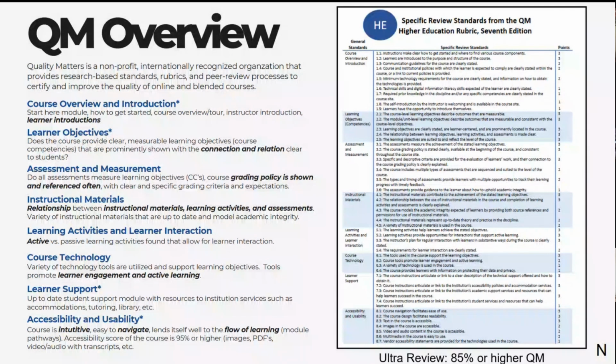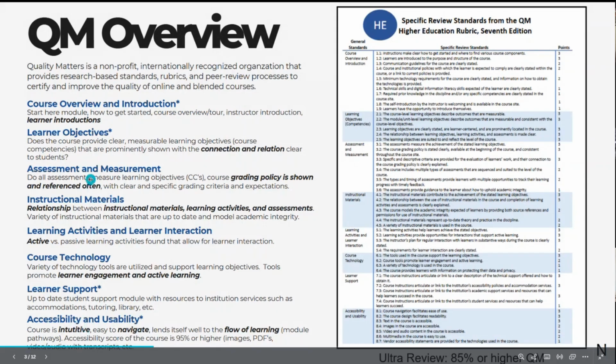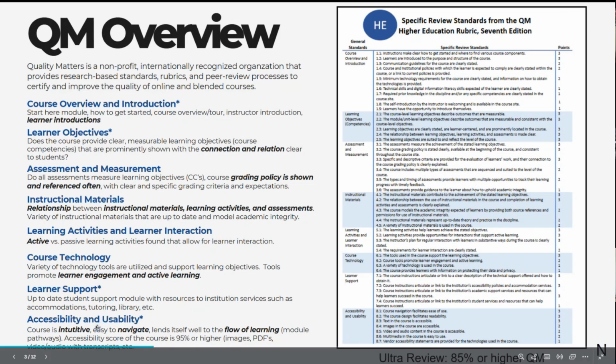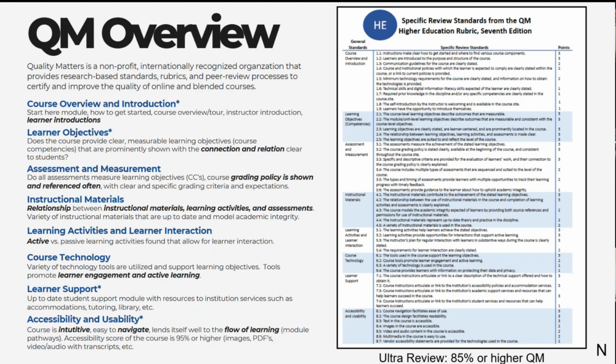The other thing I want to talk about, and we'll see there's assessment and measurement, very important, instructional materials, learning activities, looking at active learning within your online courses and in person, course technology. But the one that's really our focus right now is accessibility. You need to make sure there's no red font in your courses. Our goal as a team for the accessibility report is 95% or higher. We want to aim to get there.